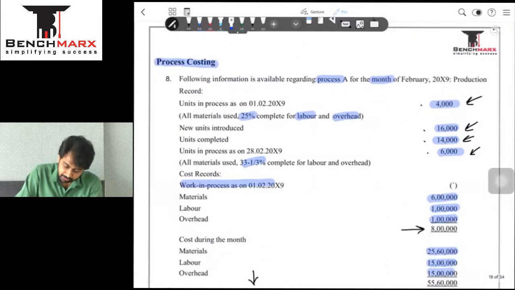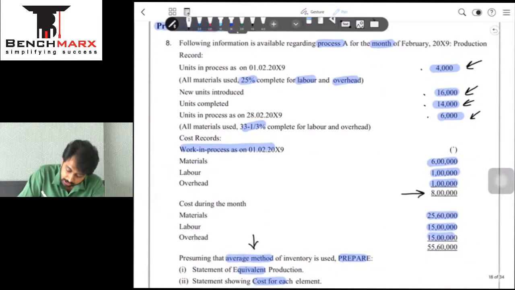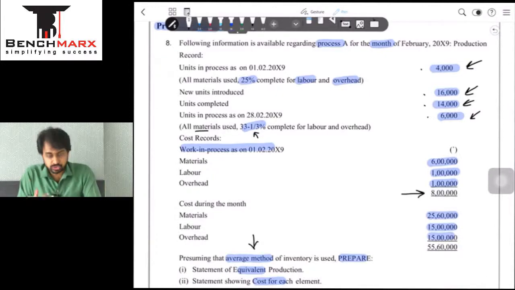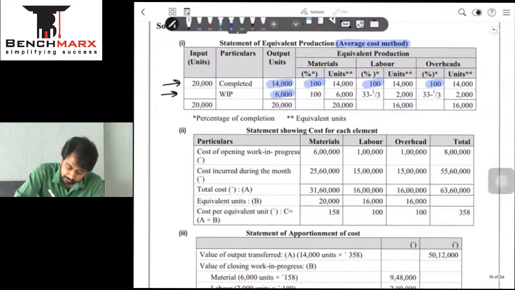And the question had mentioned that it was one-third complete for DM and DL, and all materials are used, which means material content is 100% ready. The remaining content I would say one-third. That is, I would use the same percentages. So 100% complete for materials, one-third for labor and one-third for overheads.